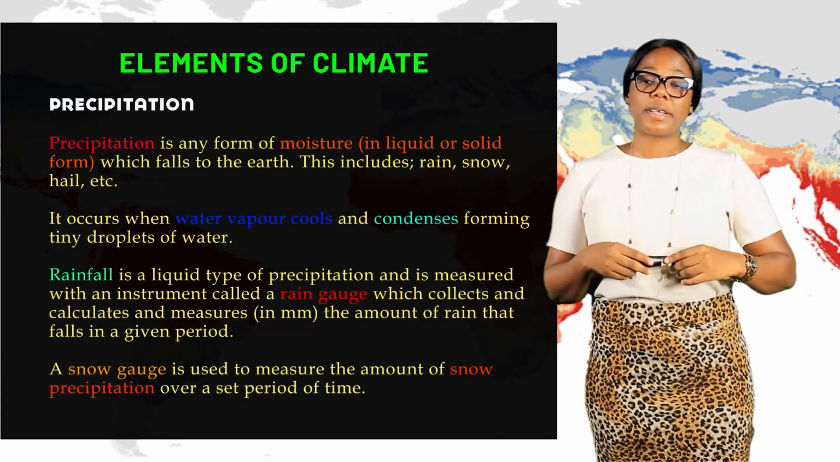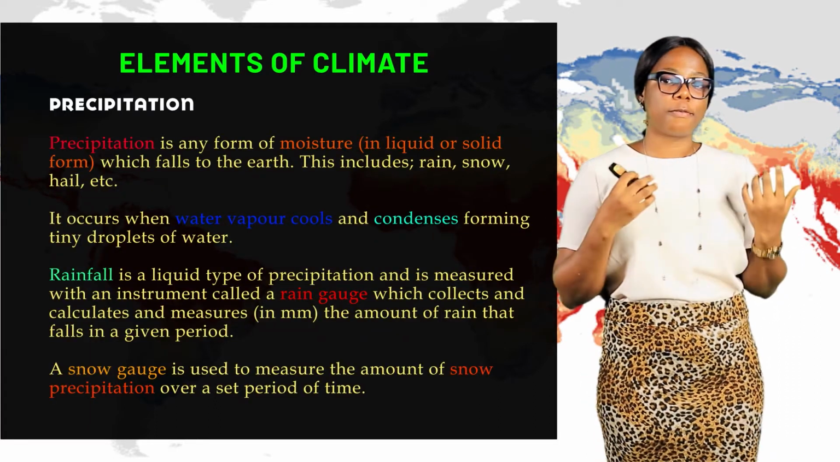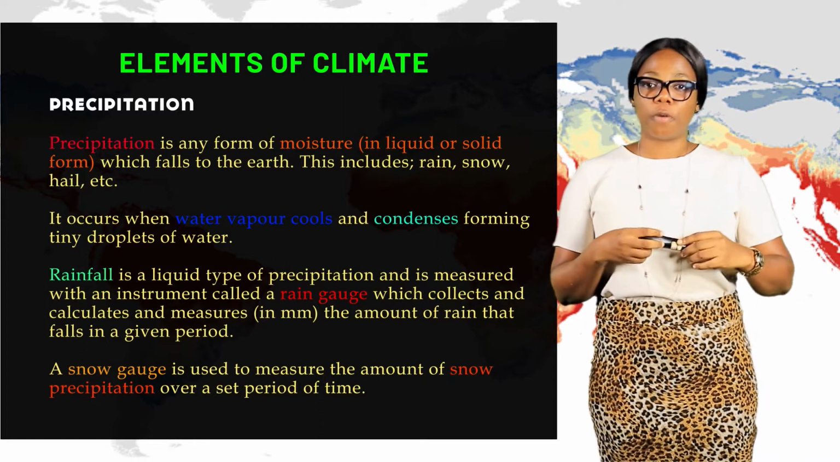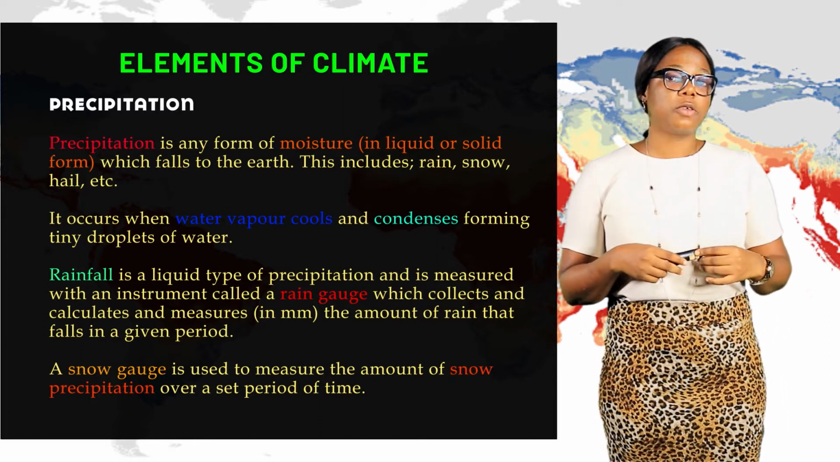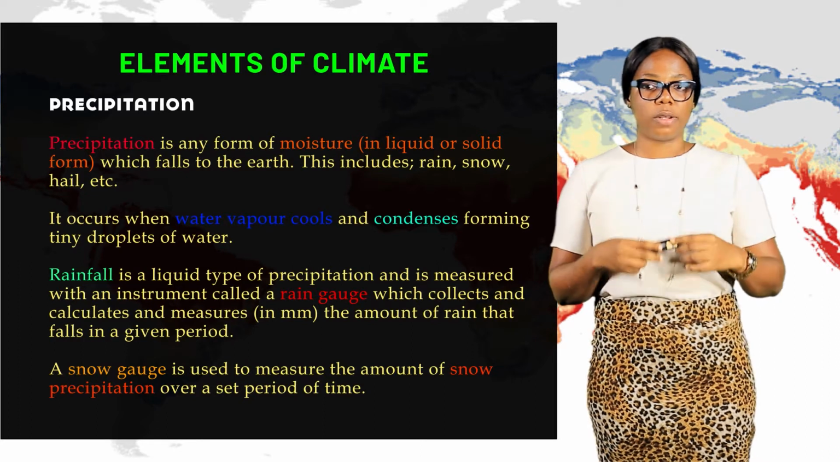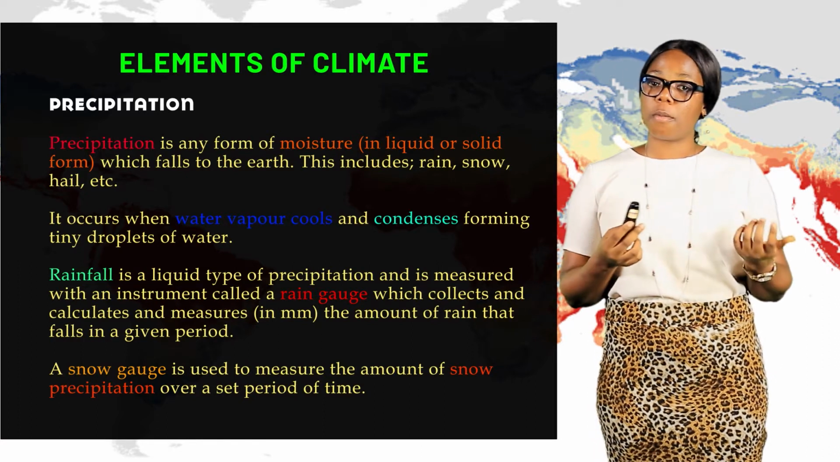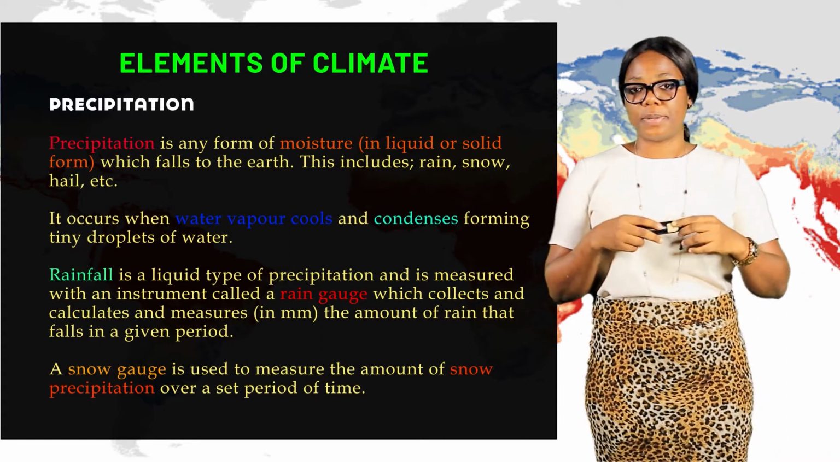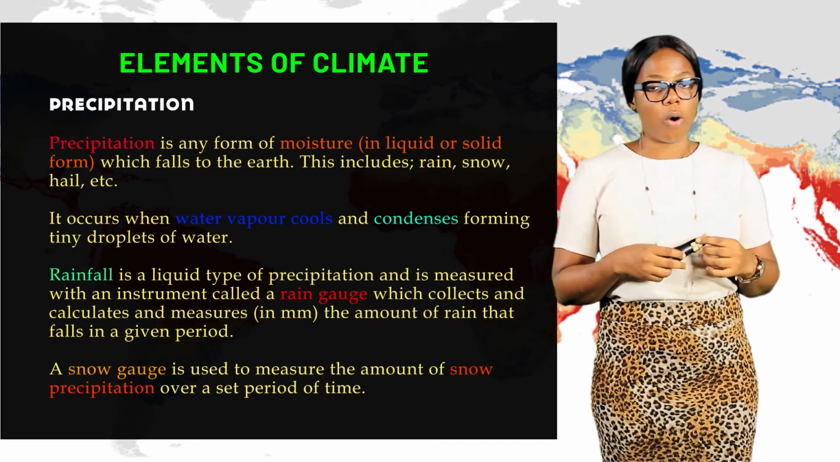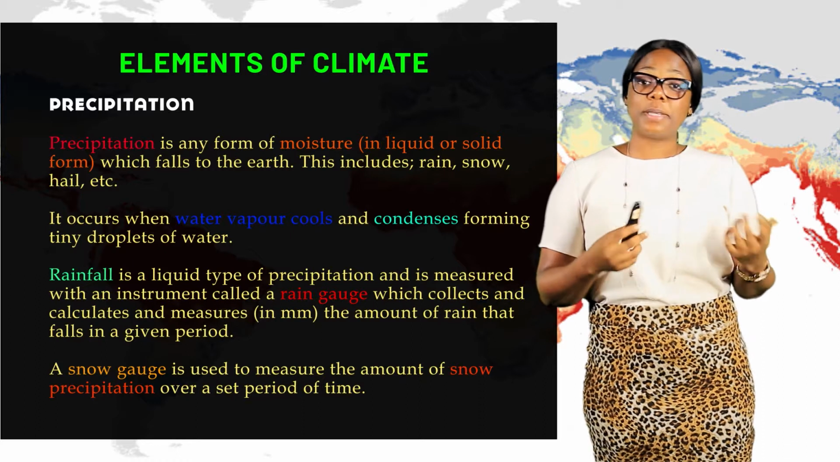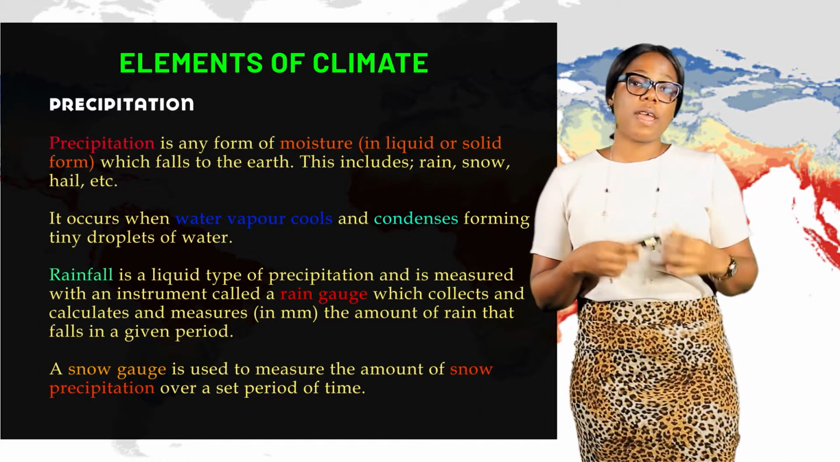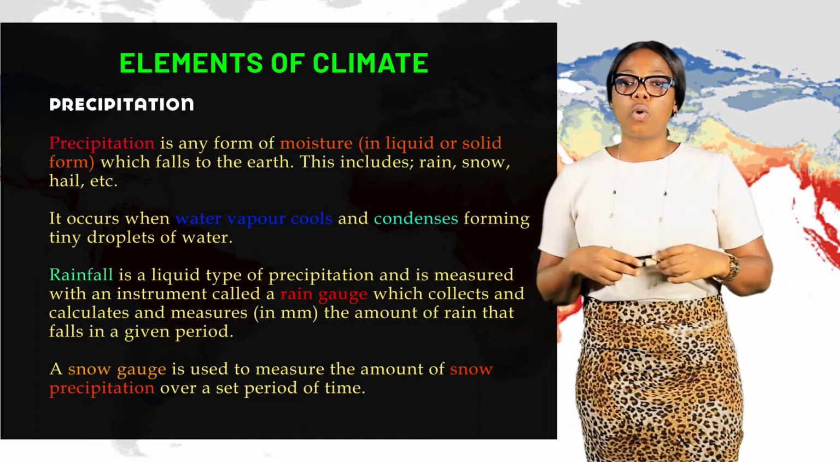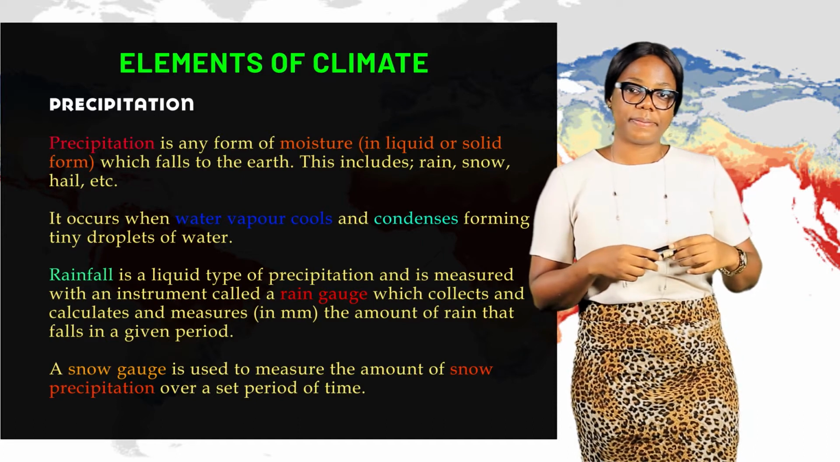Precipitation. Precipitation is simply any form of moisture which falls to the earth. It could be in liquid form or solid form. The liquid form of precipitation is rain, while the solid form of precipitation is snow or ice. Precipitation occurs when evaporated water vapor cools and condenses.